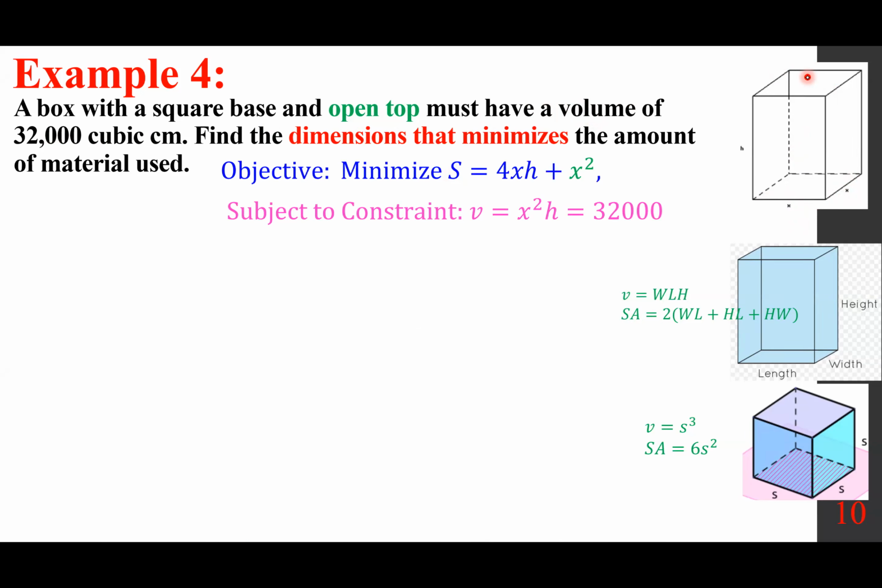All of this so far has been algebra and geometry, and now we are in business. We are going to solve for h, which is 32,000 over x squared, and we put it into S in order to make S a function of one variable. So we are going to replace the h. And when we do that, as you can see, 4 times 32,000 is 128,000. This x goes away, this becomes x.